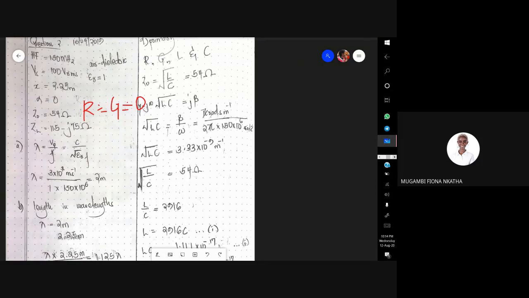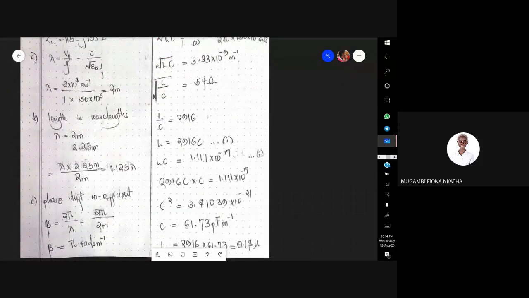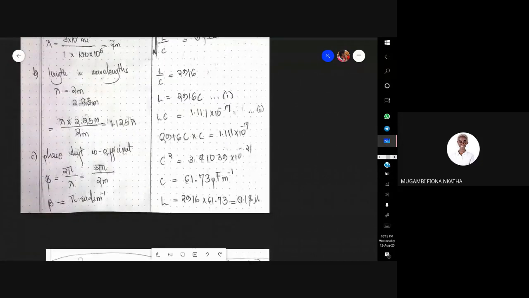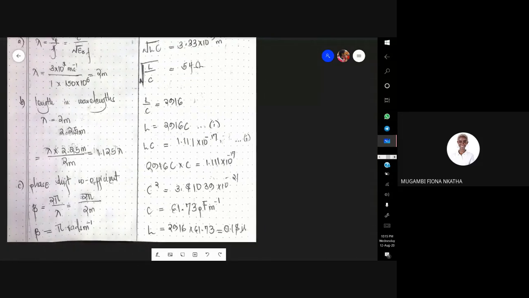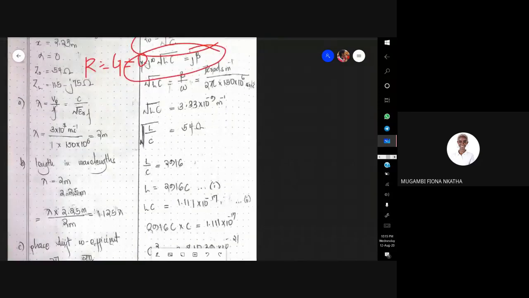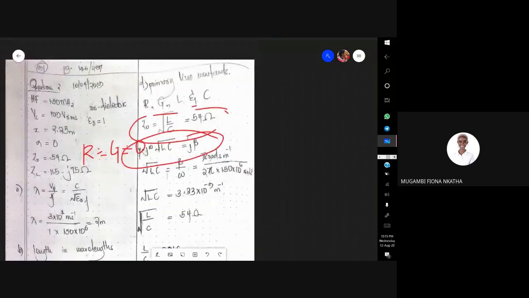When you do those two, you will get L and C simultaneous equations. I think that you guys can do that. We will find L is equal to 0.18 microhenry and C is 61.73 picofarads per meter. And this is per meter. And R and G are equal to 0. I don't want to go into that because you guys were shown how to derive those formulas yesterday.